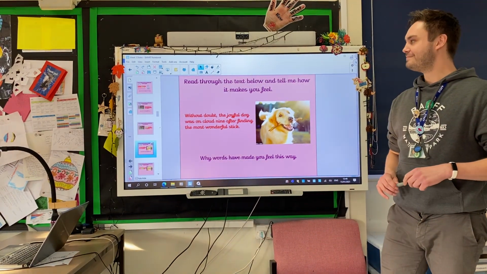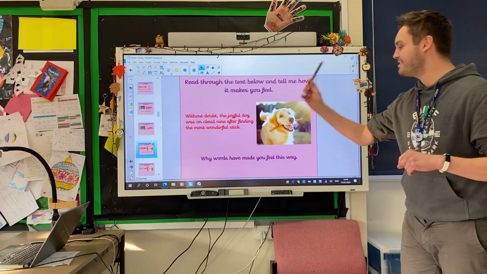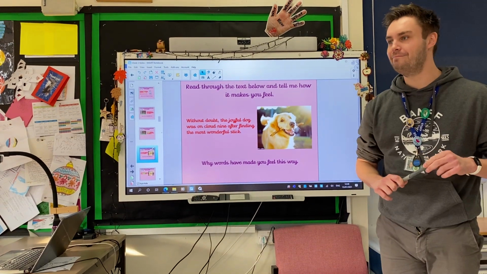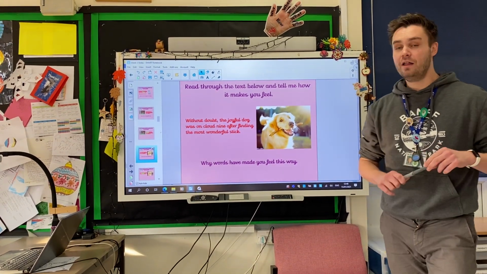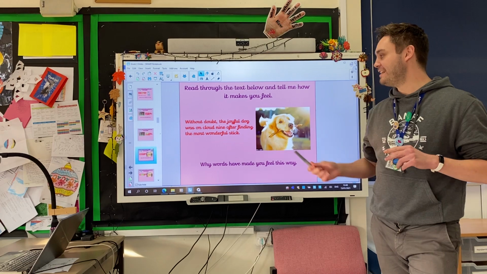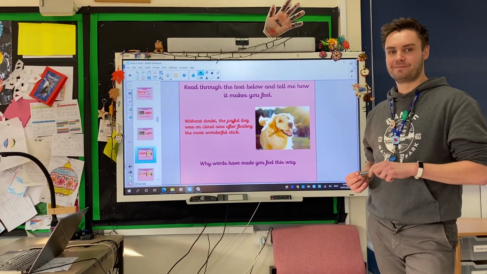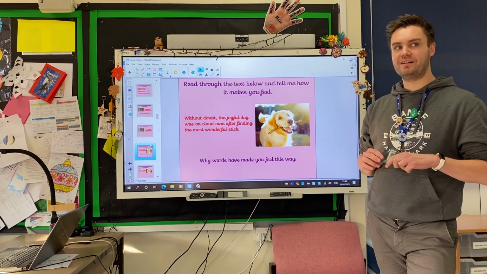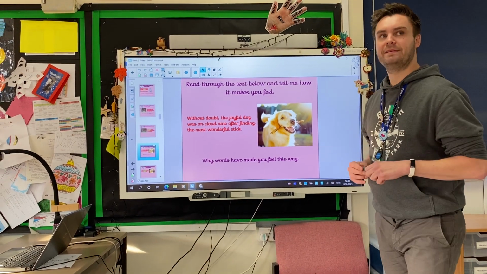One last one. Read through this one again. How is it making you feel? And which words are making you feel that way? So without doubt, the joyful dog was on cloud 9 after finding the most wonderful stick. Pause it, think about which words are doing that emotion to you. Come back to me in a second.